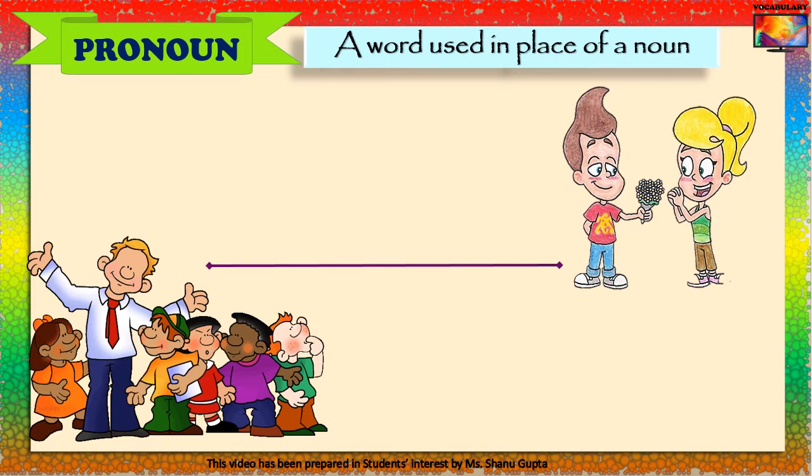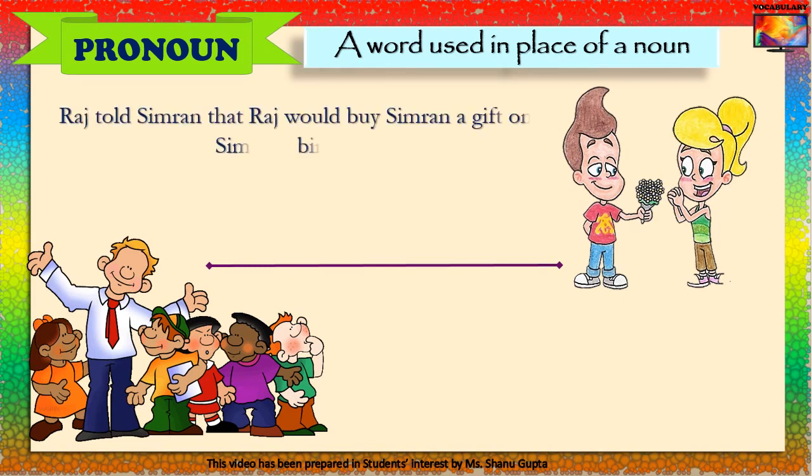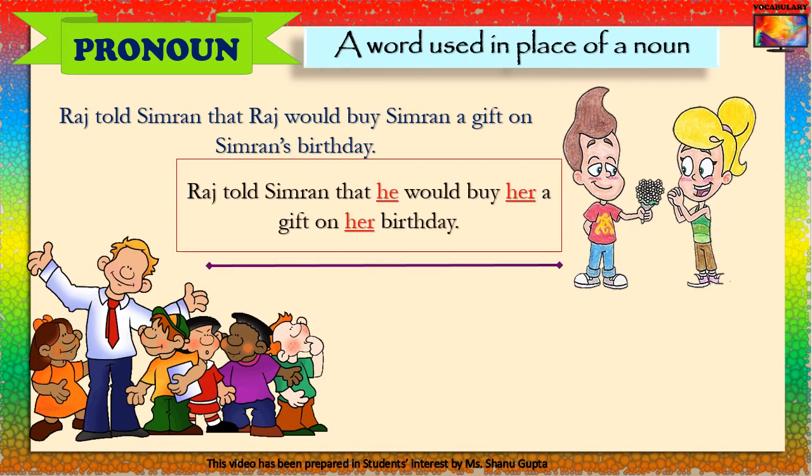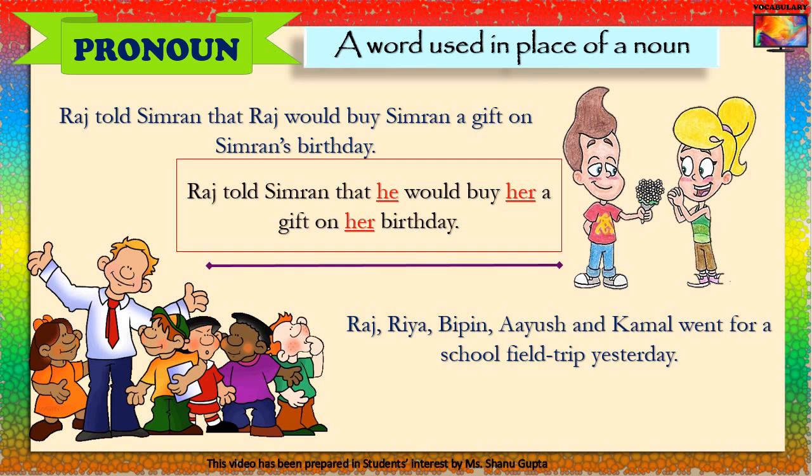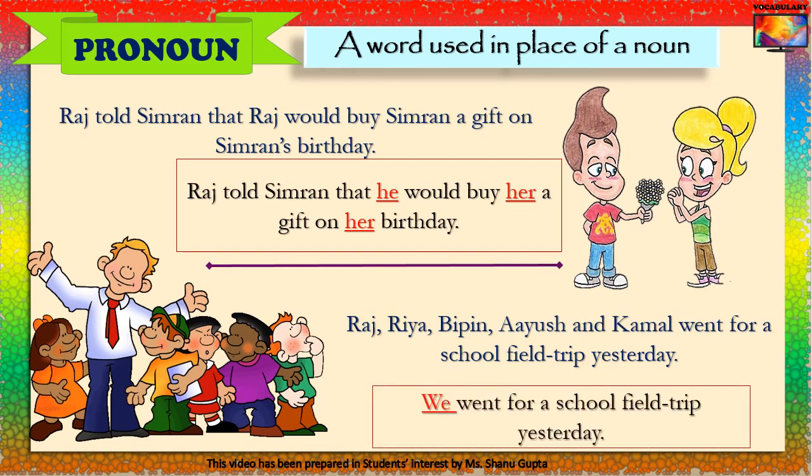Compare these two versions of the same sentence. Raj told Simran that Raj would buy Simran a gift on Simran's birthday versus Raj told Simran that he would buy her a gift on her birthday. Sounds much more neat, isn't it? And instead of saying Raj, Riya, Bipin, Ayush and Kamal went for a school field trip yesterday, a student can very well say that we went for a school field trip yesterday if the focus is on the activity performed on the previous day. Most pronouns are short words.